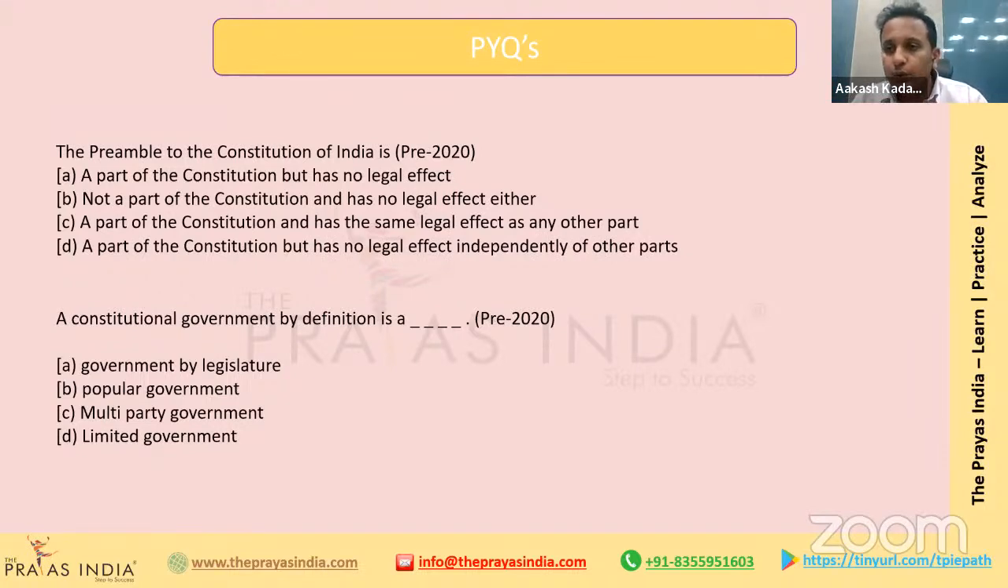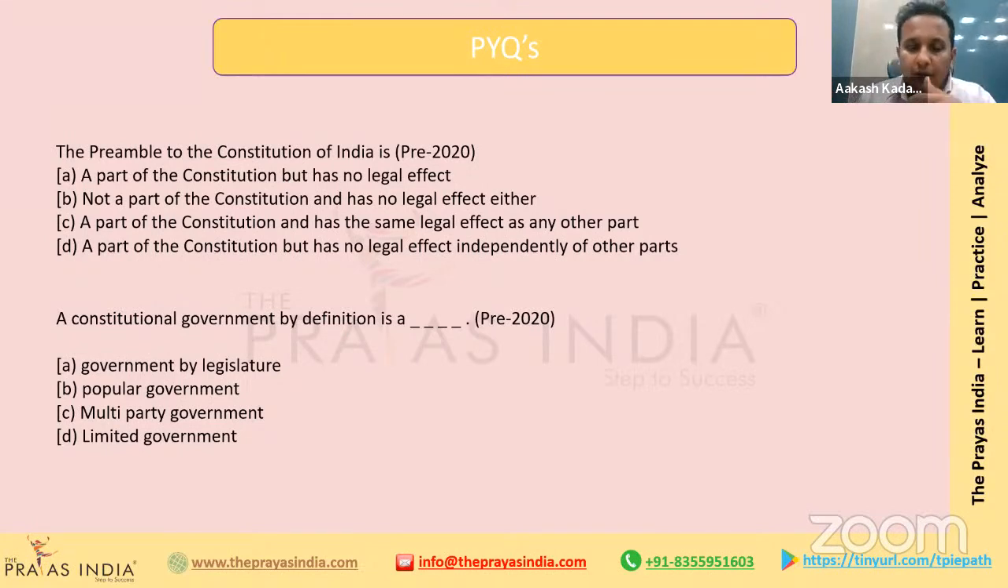That is, you cannot go into the court and argue that this thing of the preamble of India was violated. If you have this understanding, then only you could have arrived at option B, that it is a part of the Constitution, but it has no legal effect independently of other parts. The entire point here is that only having the static content is not important, but understanding and interpreting Supreme Court judgments is also very important.